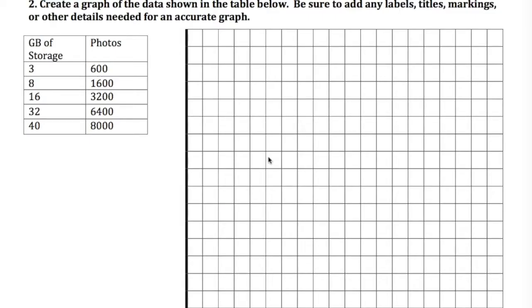Welcome to example 2 of graphing points on the coordinate plane. So we went through all the important parts. Let's just try another example together just to make sure everyone is comfortable with the process.